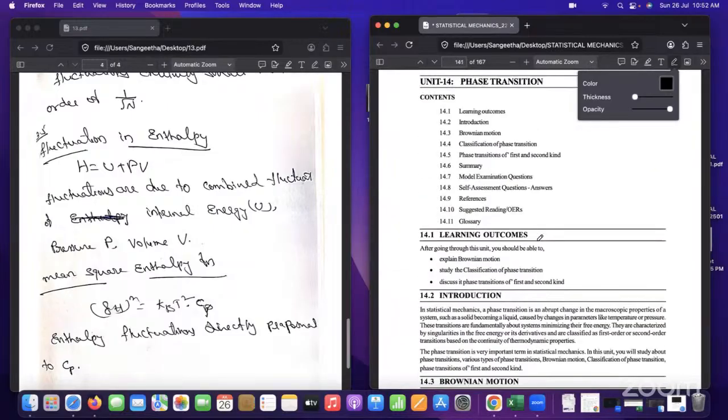What is phase transition? In the previous unit, we had only the fluctuation of energy, fluctuation of pressure, and fluctuations in enthalpy. Now we will see the phase transition. What does phase transition mean? When a system transforms from one state to another state, some changes occur, like temperature changing, or pressure changing, or free energy state changing. That is called a phase transition.